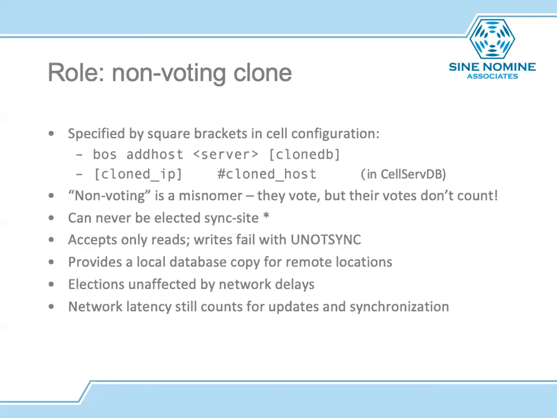But another way you can do that, if you don't want to use the bos addhost command for whatever reason, is to hard code it yourself within the CellServDB. In the CellServDB, where you specify the names or the IP addresses of the servers that are going to participate in this cell, if you put one of them in square brackets, then that indicates that he's not a voting member. His vote doesn't count is the accurate way to describe that.